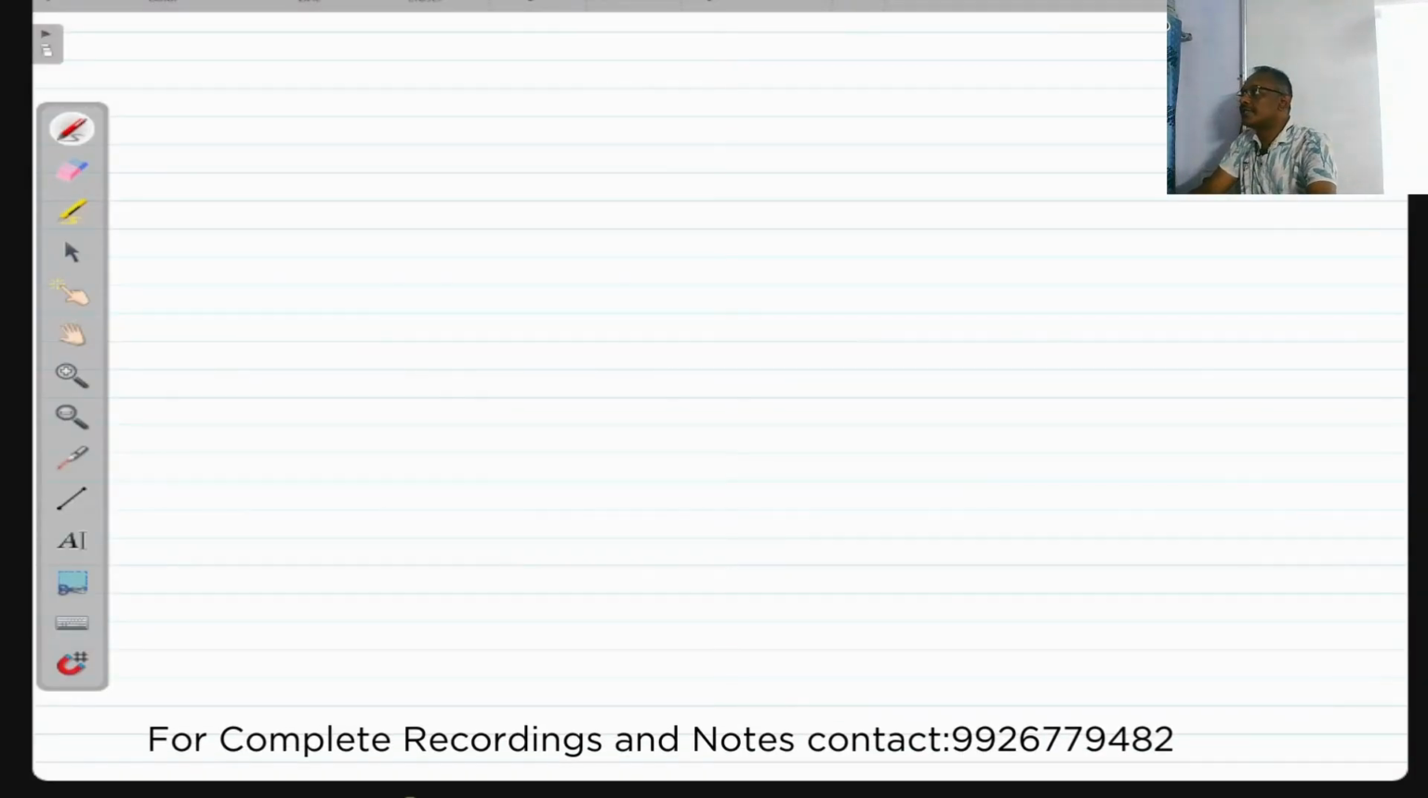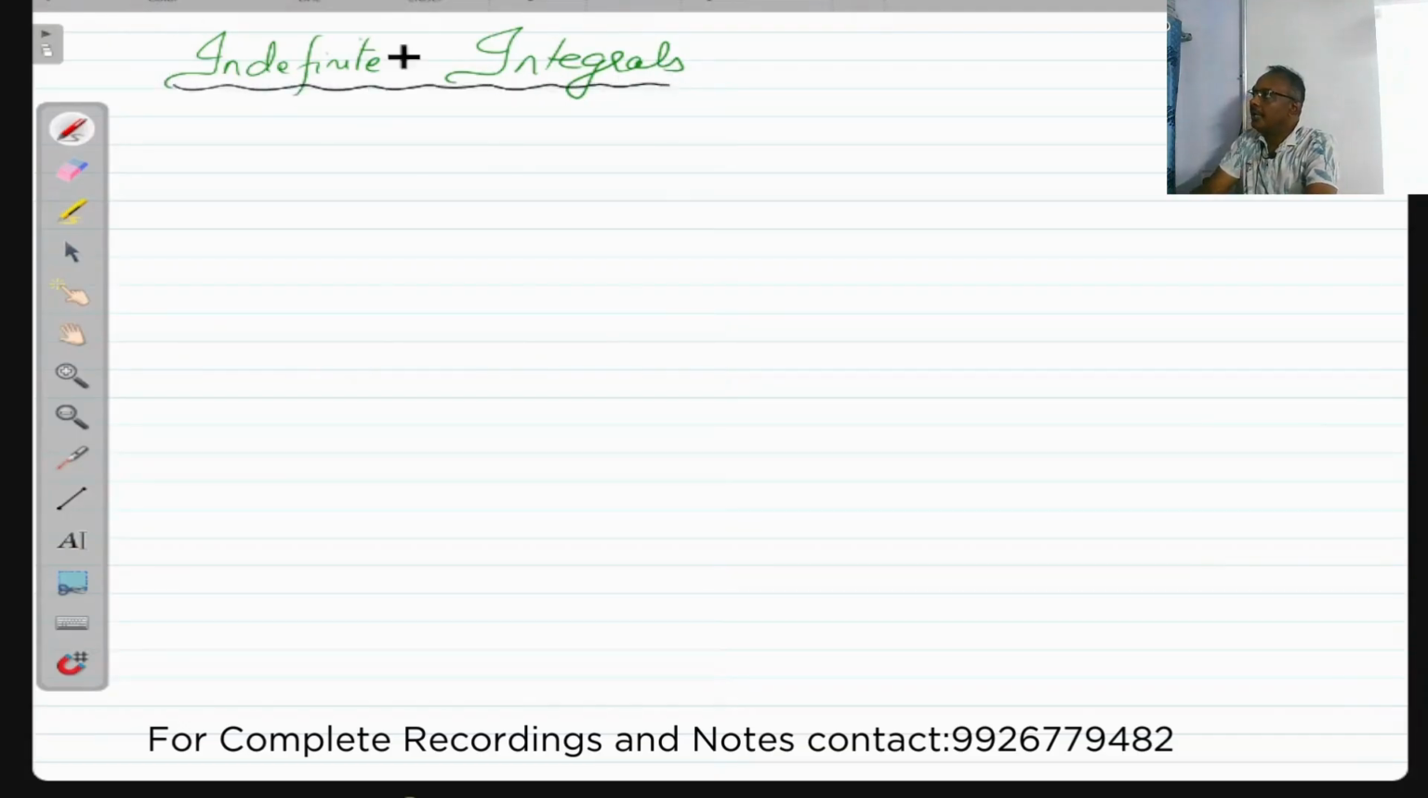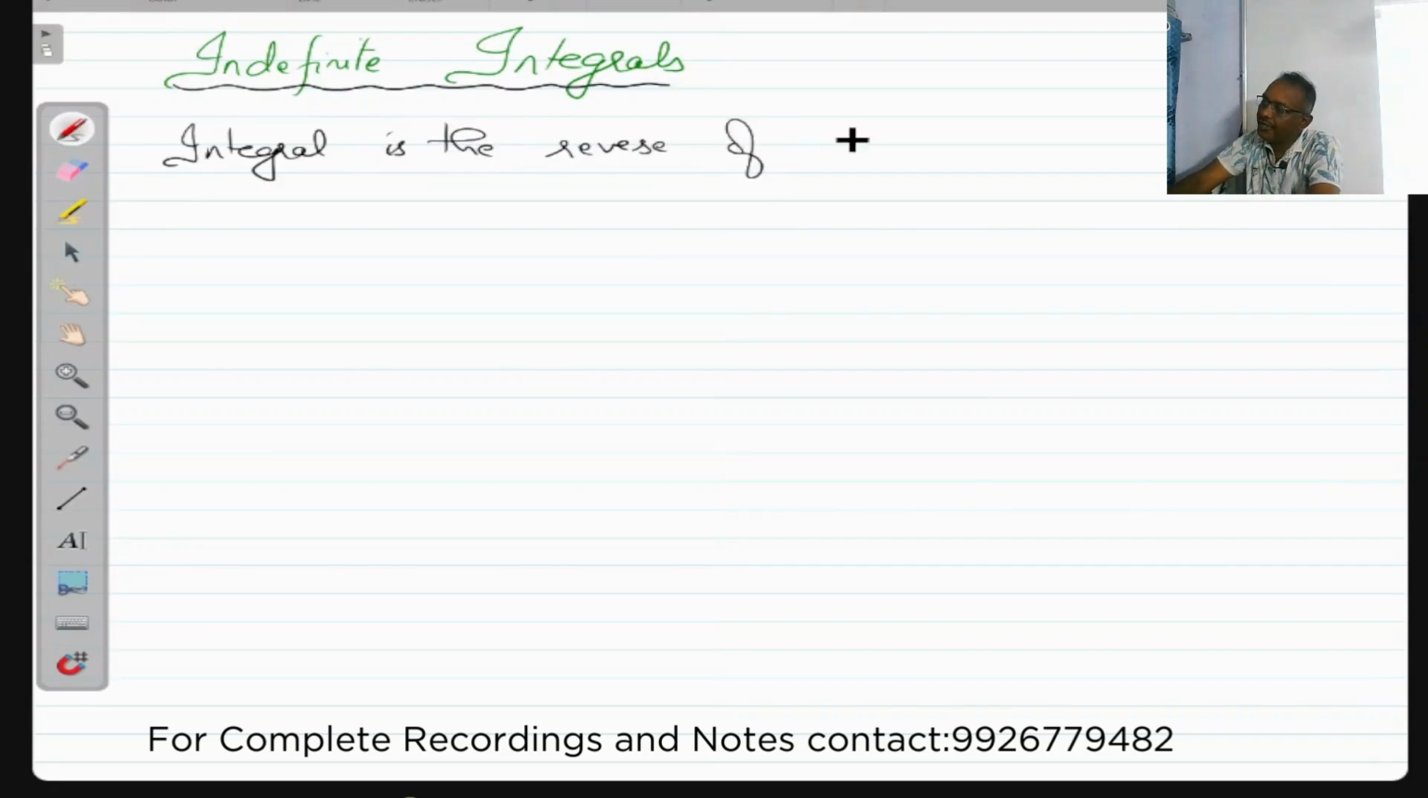Now, let's start with indefinite integrals. Integrals actually is the reverse of differentiation. In what sense is this reverse?